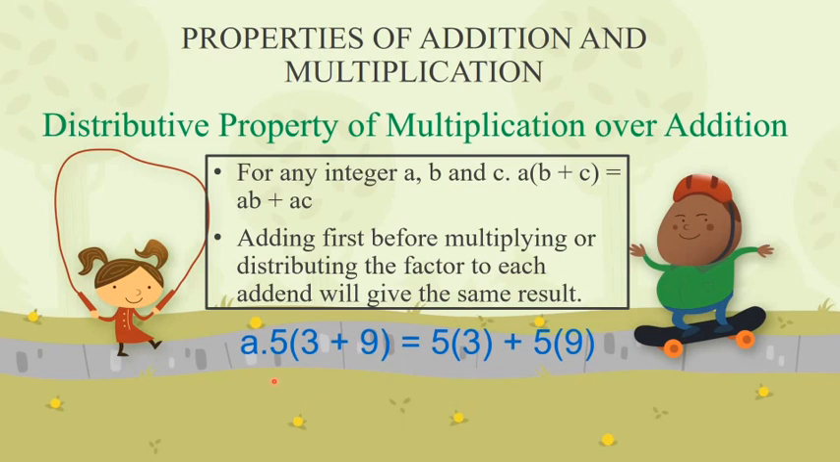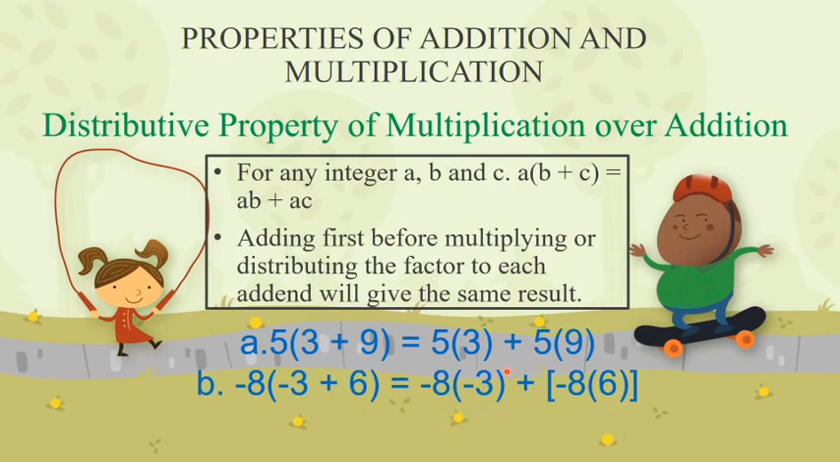For example, we have here 5 times the quantity of 3 plus 9. It is also equal to 5 times 3 plus 5 times 9. So we distribute 5 to each of the terms inside the parentheses. So even if we distribute 5 to each of these terms, still the sums are equal. So here, 3 plus 9 is equal to 12. And 5 times 12 is equal to 60. And for this one, we have 5 times 3, which is equal to 15, plus 5 times 9, which is equal to 45. And 15 plus 45 is equal to 60. So still, the sums are equal.